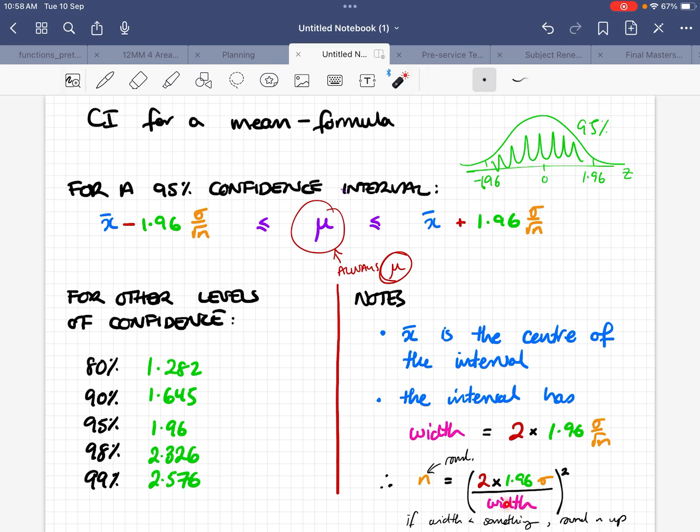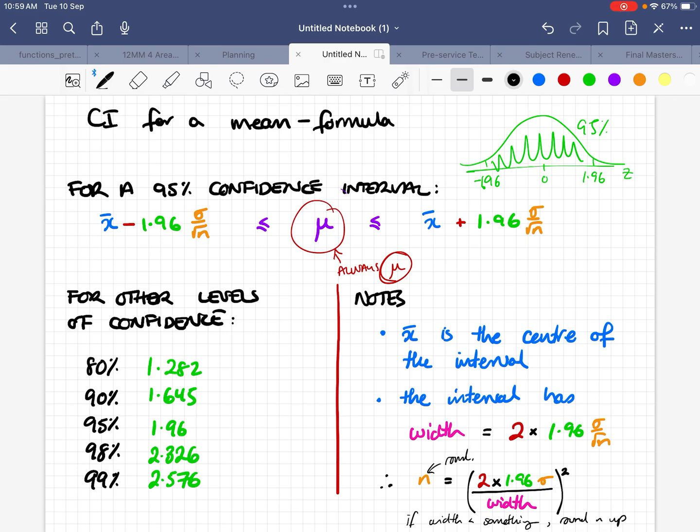If we want the width to just be a number, then we'll just round normally. We're not going to do anything funky there. But if we want the width to be less than a value, so we want that width to say be less than 10, then if we plug those numbers in here and we get 20.2, we're going to round that up to 21, and that will give us a width of less than 10. Okay, plug it back into this formula, you would see rounding down to 20, then we would have a width more than 10 in that case.